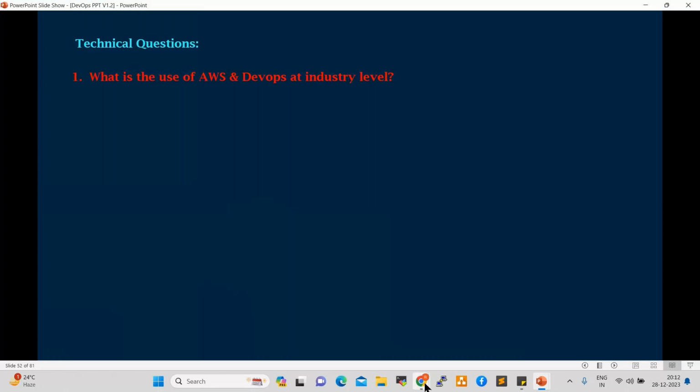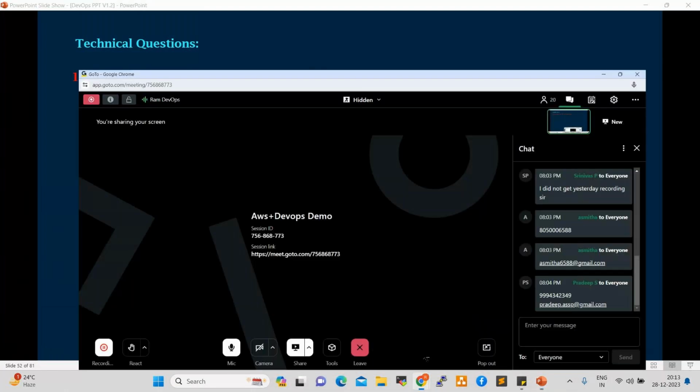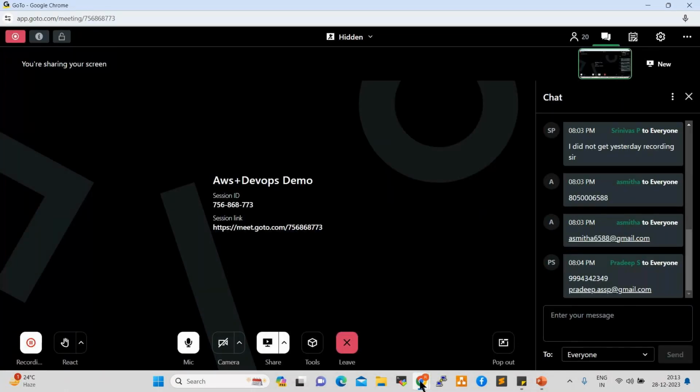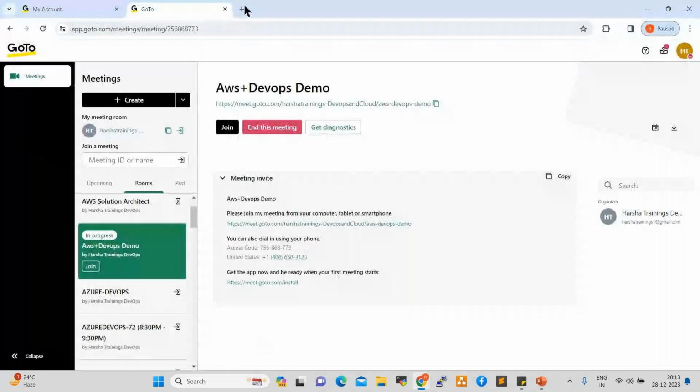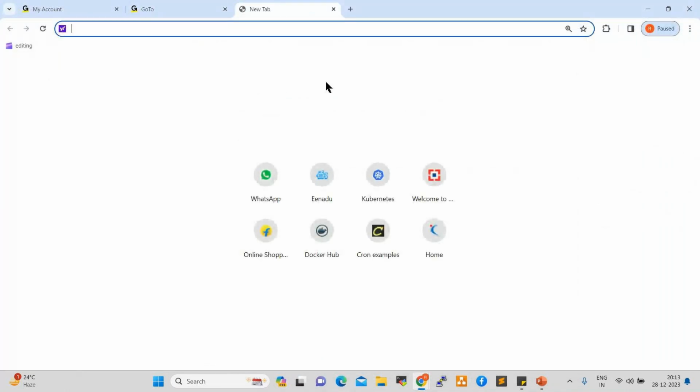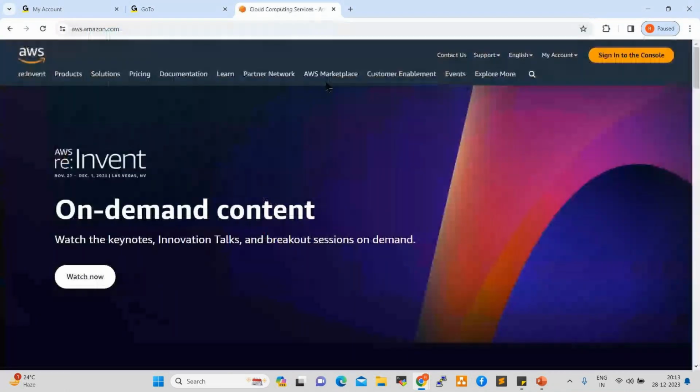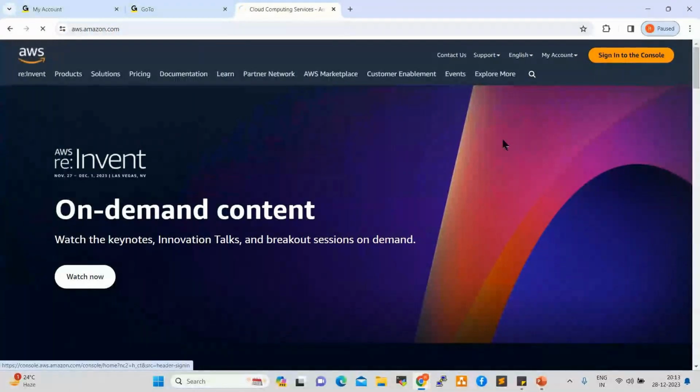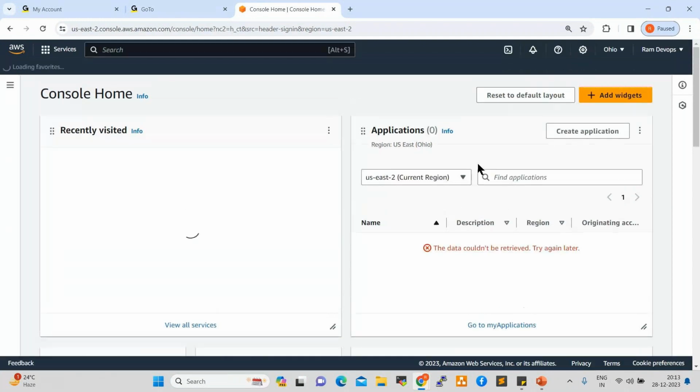Now, for example, I don't want to go deeper here. So this is the AWS platform. See here, I'm able to log in to my console here. I logged in to my console. So this is the AWS platform.